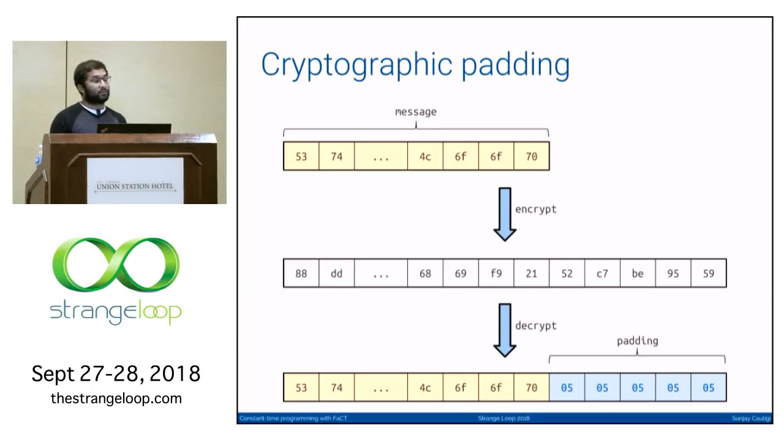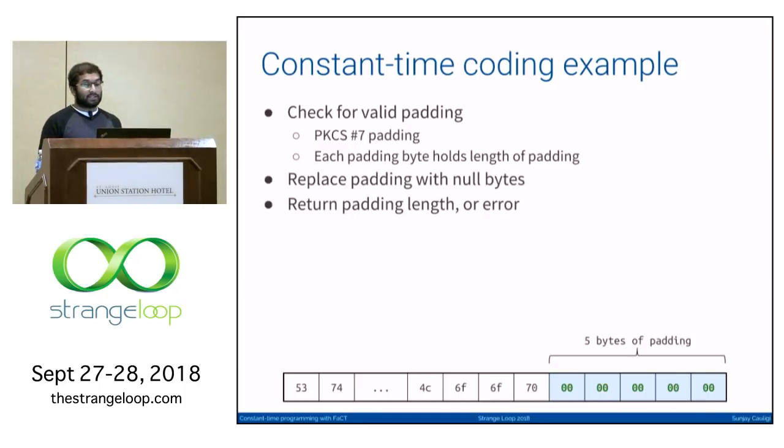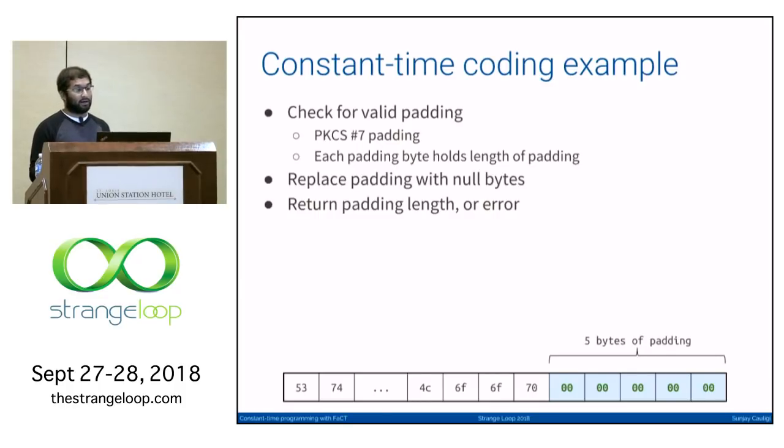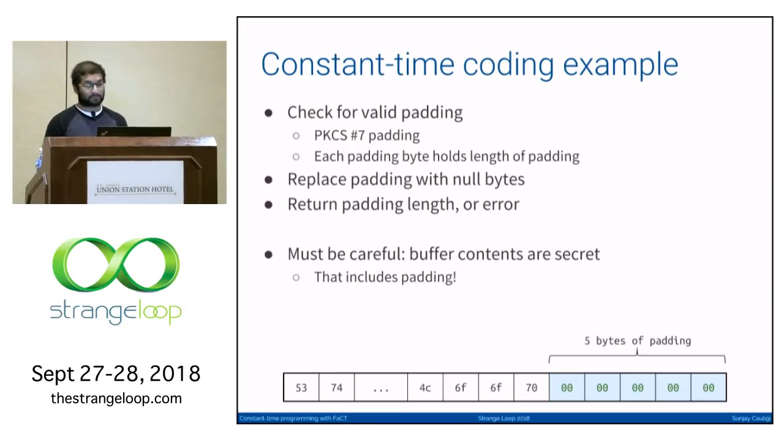What we're going to do is write a function that removes this padding after decryption. It's going to check for valid, in this case, PKCS7 style padding. In this style of padding, each byte of padding holds the padding size. So in this example, there's 5 bytes of padding, so each byte holds the value 5. And we're going to have this function replace each byte with null and return the total padding length, or if there was invalid padding, it'll return an error. The key here is that the buffer contents, since they came from the decryption routine, should be considered secret. And that includes the padding values.